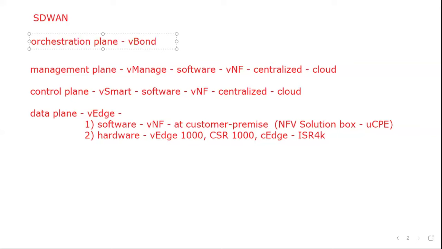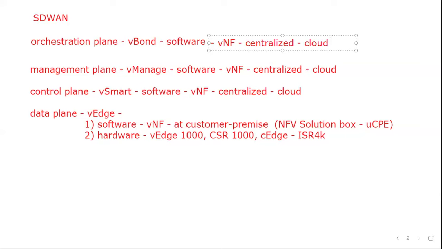The main functionality of vBond is authentication and authorization. It is also always software, but there is no dedicated image available for it. It is using the image of vEdge. It is a VNF, needs to be centralized, hosted over the cloud, and has no dedicated image.